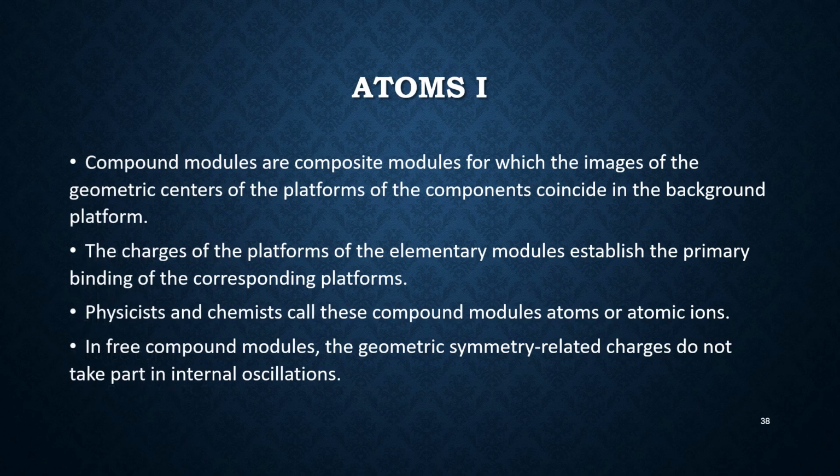Compound modules are composite modules for which the images of the geometric centers of the platforms of the components coincide in the background platform. The charges of the platforms of the elementary modules establish the primary binding of the corresponding platforms. Physicists and chemists call these compound modules atoms or atomic ions. In free compound modules, the geometric symmetry-related charges do not take part in internal oscillations.